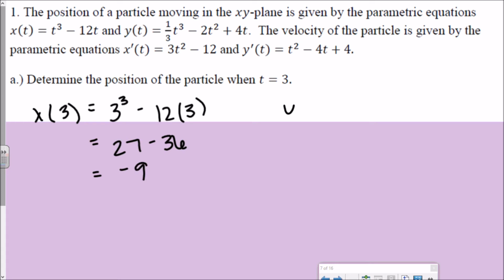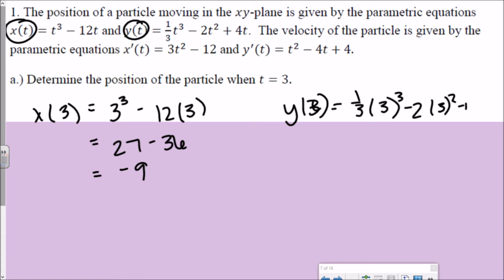Now let's go find my y position. Again, 3. What am I doing? I'm plugging 3 into my x position graph, and I'm plugging 3 into my y position graph. That's giving me what I need. So it's 1/3 times 3 cubed minus 2 times 3 squared plus 4 times 3. This is going to be 27 divided by 3, which is 9. 9 minus 18, which is negative 9, and then plus 4 times 3, which is 12. Altogether, this is going to make 3. So that is my x position and my y position.